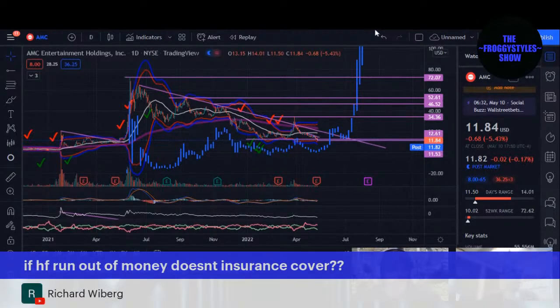Richard says, if hedge funds run out of money, doesn't insurance cover it? That's what I'm thinking, but I wonder who covers for the brokers.